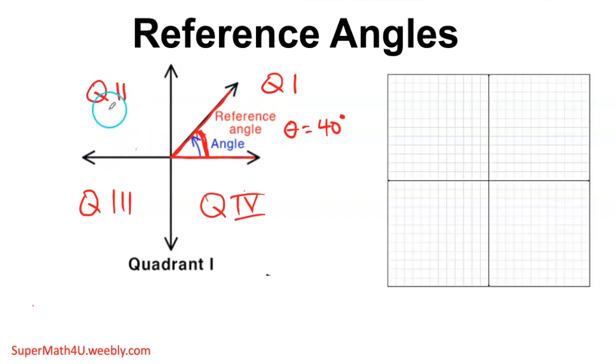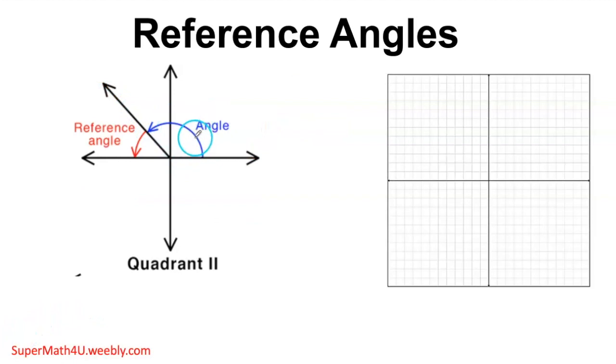We'll look at the reference angle in quadrant 2, quadrant 3, and quadrant 4. Let's go. Let's pretend that this angle, the blue angle, is my angle theta, the one that's going to be the question. The question will be, find the reference angle to angle theta. Let's pretend that angle is 120 degrees. So how do I know how much my reference angle is?